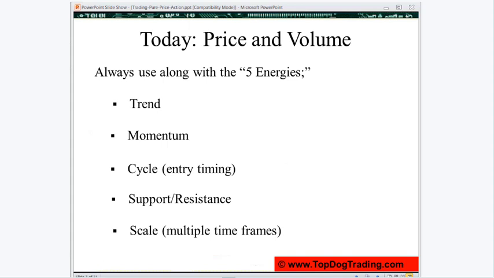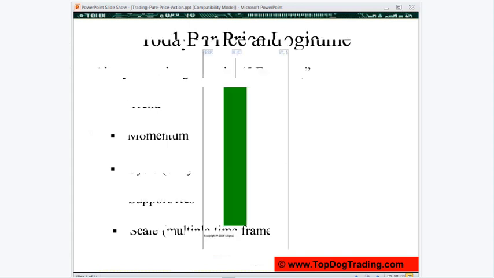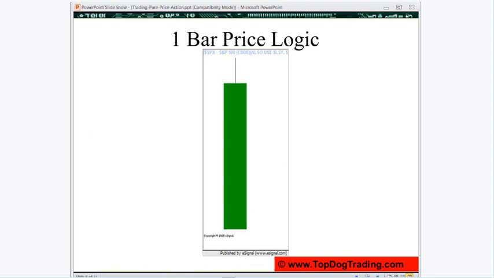So we have confirmation on 2 time intervals, right? 2 different perspectives, multidimensional. Okay, so that's my overview of my entire 5 energy method.